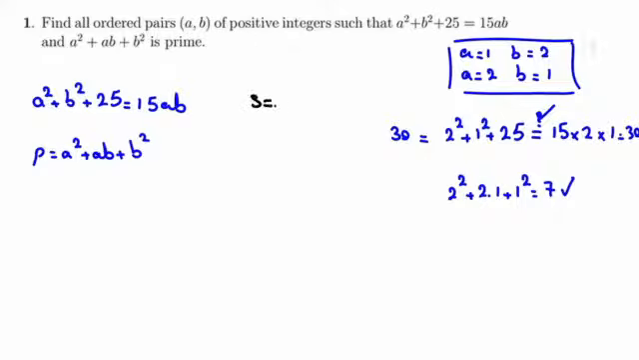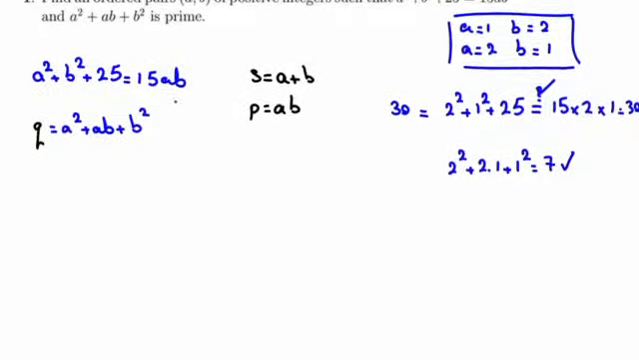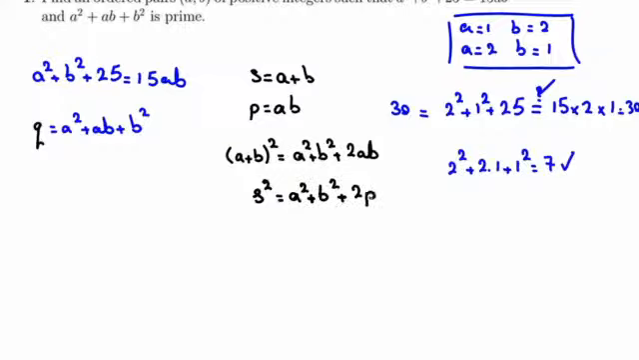If we define the sum s equal to a plus b, and the product, which we write p most of the time, but here let's define it as q. This one is prime. The product is ab. Now, here we have a squared, b squared. We have a famous identity: (a plus b) whole squared is a squared plus b squared plus 2ab. So s squared equals a squared plus b squared plus 2 times the product, 2p. Now, let me call the first equation 1.